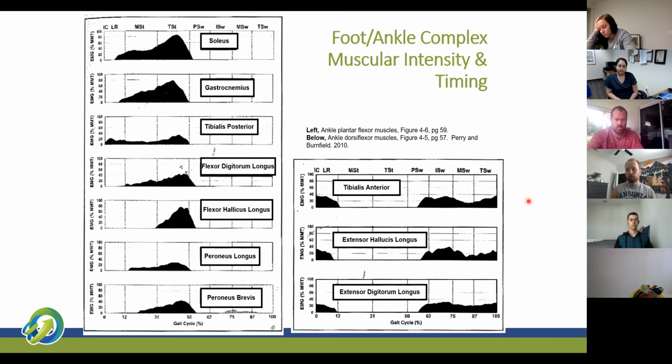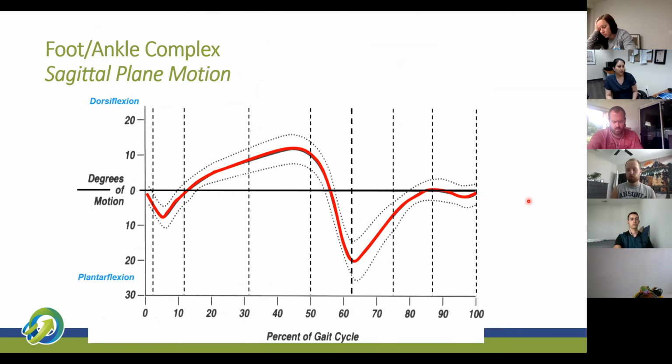Can we do a brief overview of ground reaction force? Because I don't really get that at all. Okay. Why don't I go back to each one?